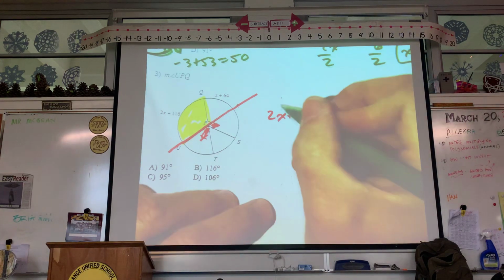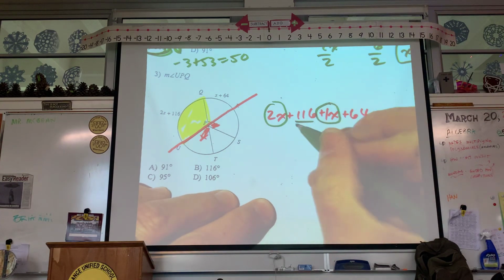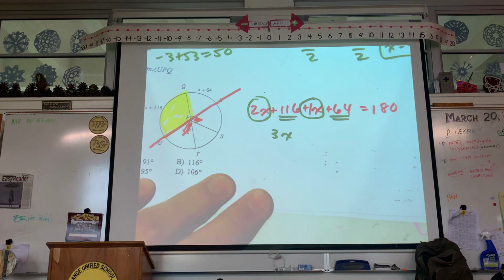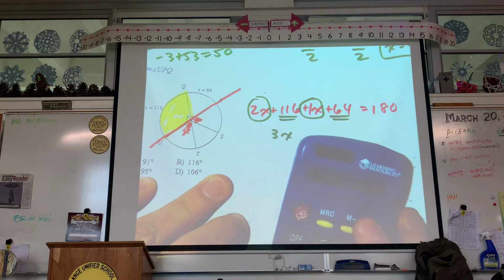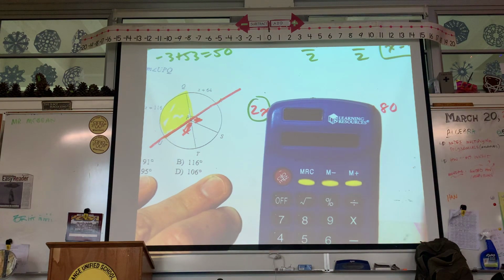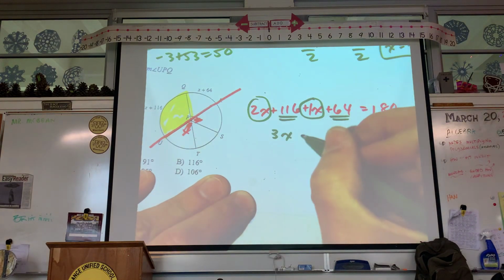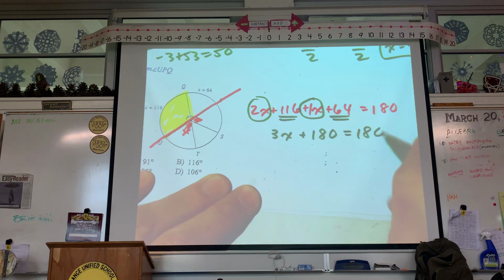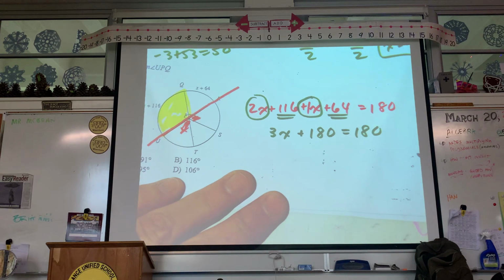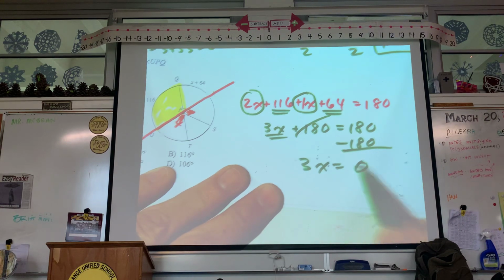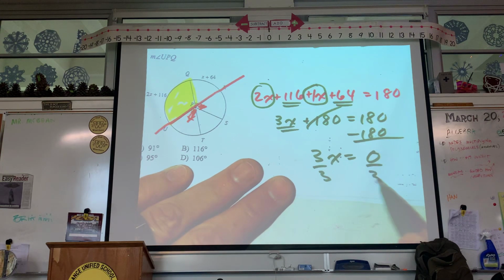Don't freak out when this stuff lines up like this. Big deal. Keep it, subtract it, gone, 0. 3x equals 0. Divide by 3, gone, and x is now 0. If I plug the 0 into that x right there, 2 times 0 plus 116 is what? 0 plus 116. The answer is 116. There it is. It's B.